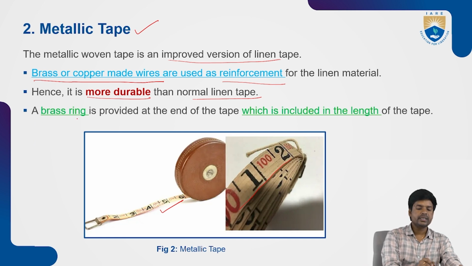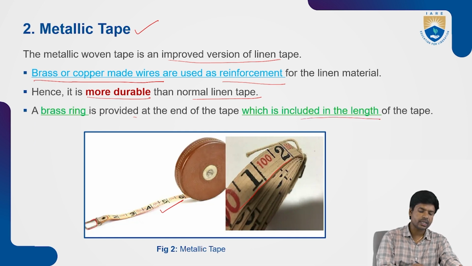And a brass ring is provided at the end of the tape, which is included in the length. So at the end of the tape, we are going to place a brass ring, and this is also calculated while measuring the lengths. While measuring the lengths from different points, we are going to include the brass ring also.